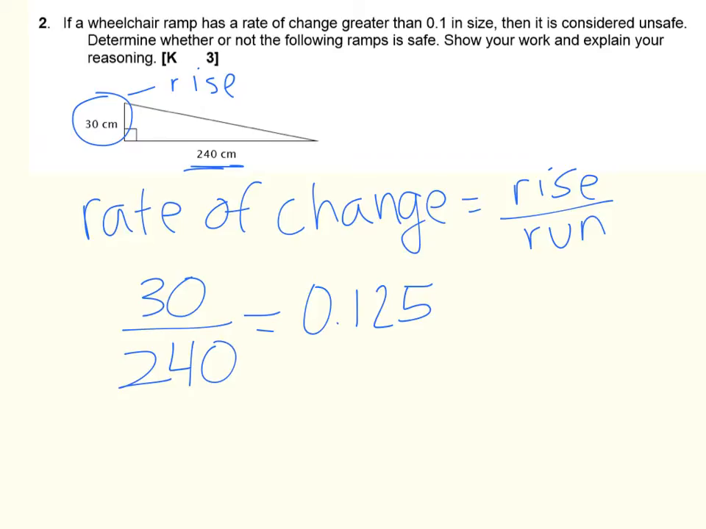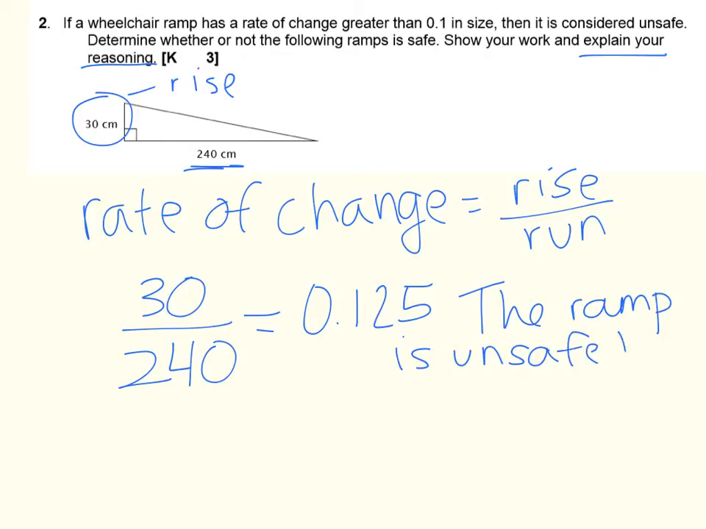So it says here, explain your reasoning, and many people have problems with that. All you need to do here is say, the ramp is unsafe because 0.125 is greater than 0.1.